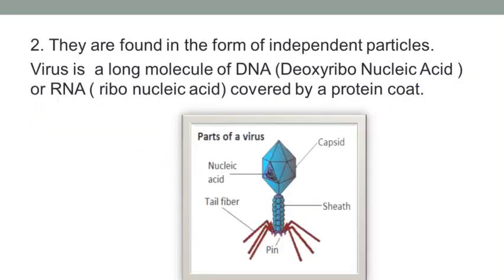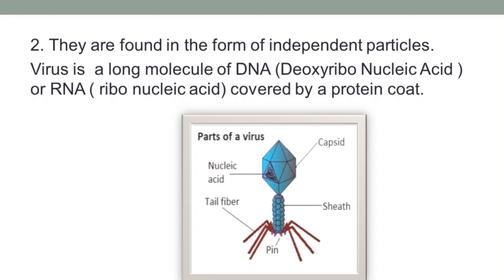Okay, they are found in the form of independent particles. A virus is a long molecule of DNA, DNA means deoxyribonucleic acid, or RNA, ribonucleic acid, covered by a protein coat. Now students, here I have a picture for you of a virus. You can see a long molecule, and you can see a nucleic acid inside.